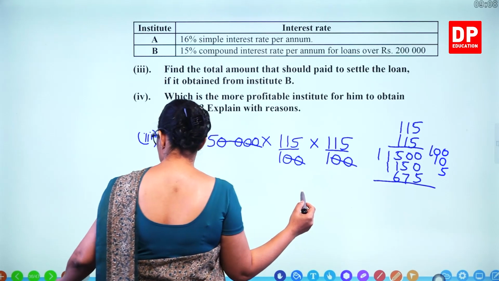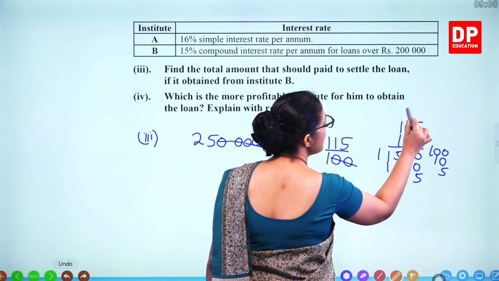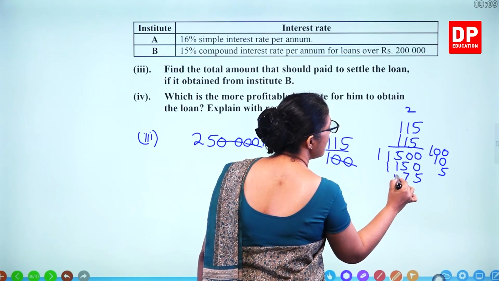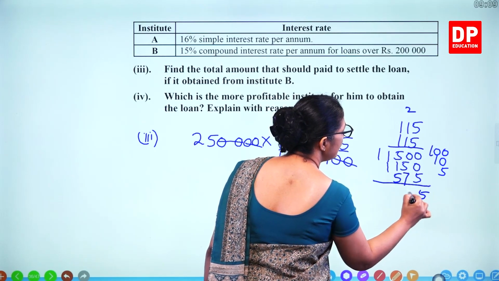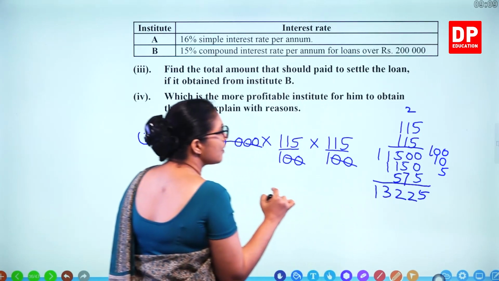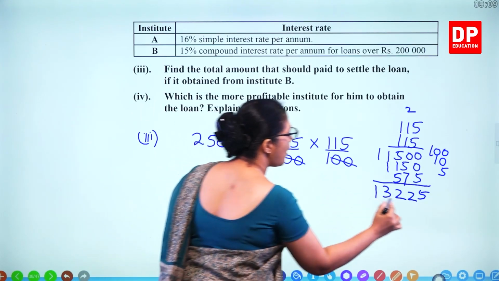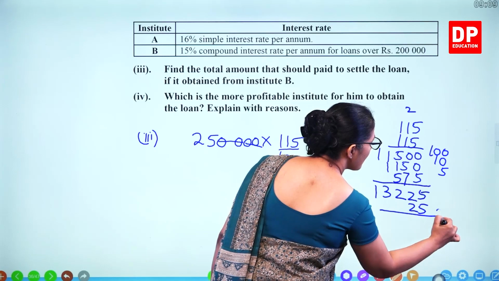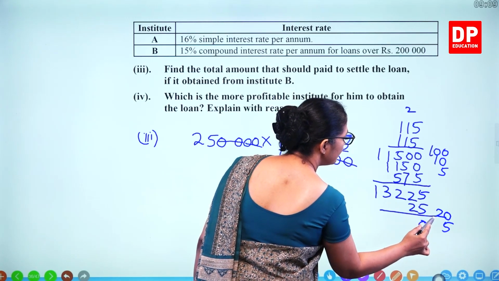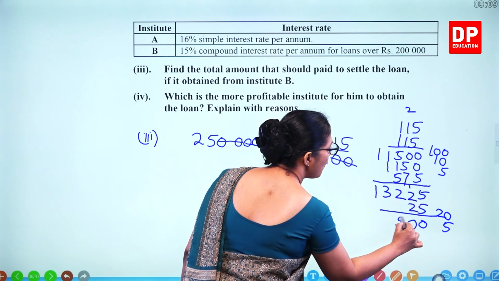So this is not right. 675. 5 times 5, 25. 2 remaining. 5 times 1, 5 plus 2, 7. 5 times 1, 5. So add it together. This amount, and then you have to multiply this by 25 as well. 20 and 5. 10 and 1 remaining. 4 plus 1, 5.